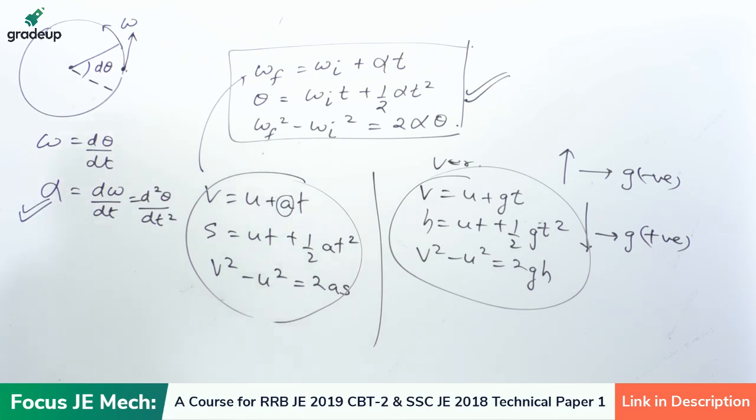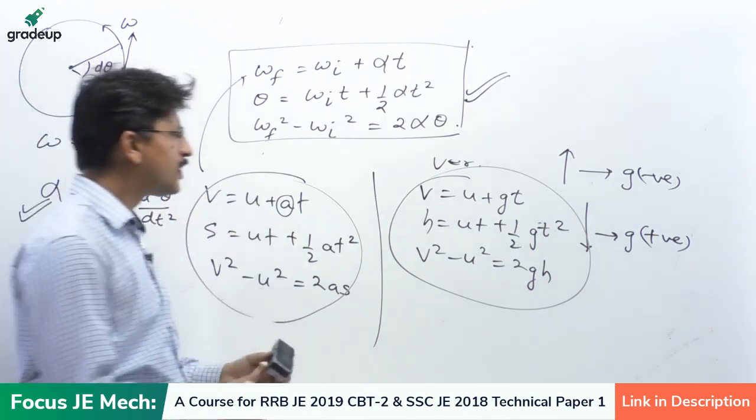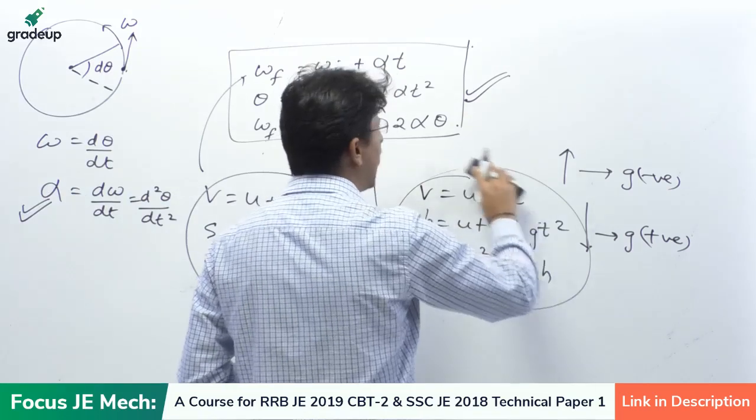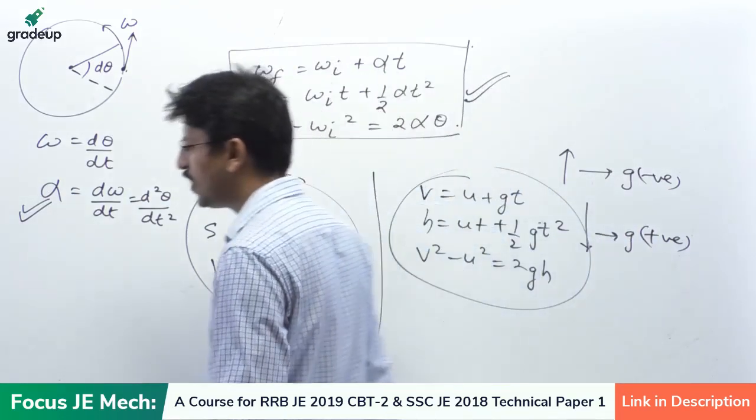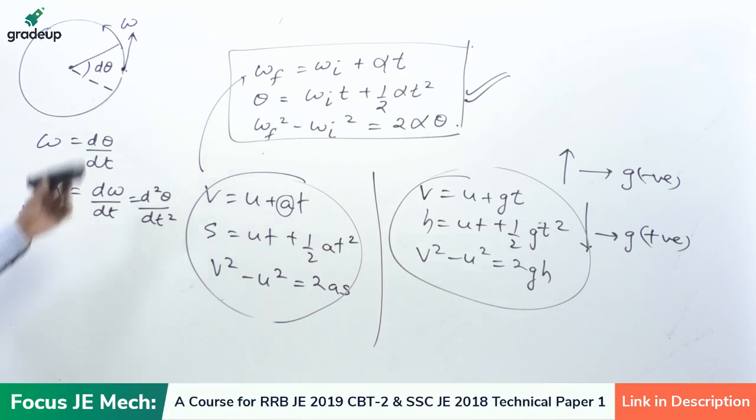Circular motion in vertical is basically a different thing. In that we have to do it using these equations only. That also you can do. Similarly, from these equations you can derive those.